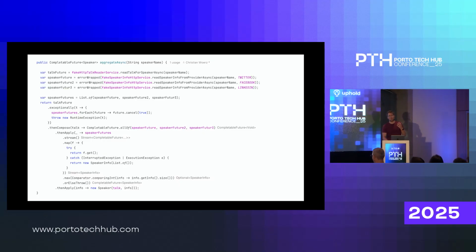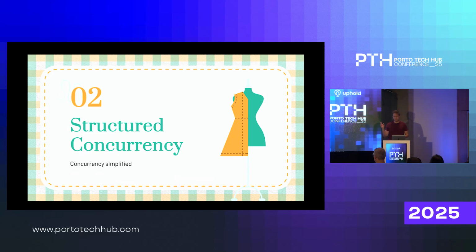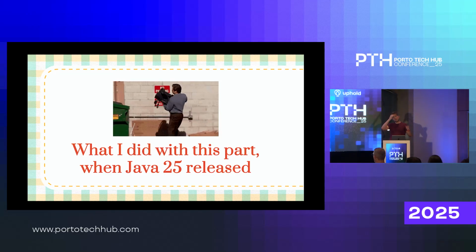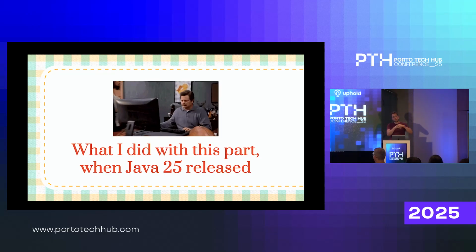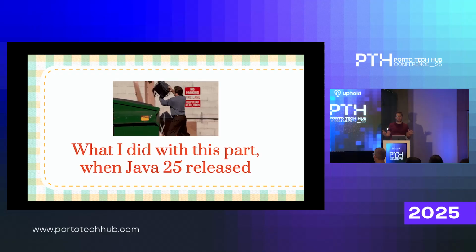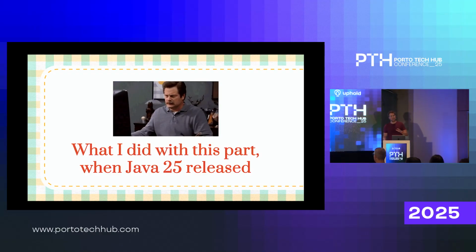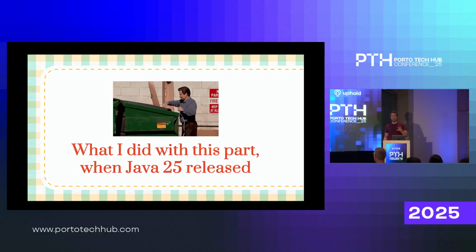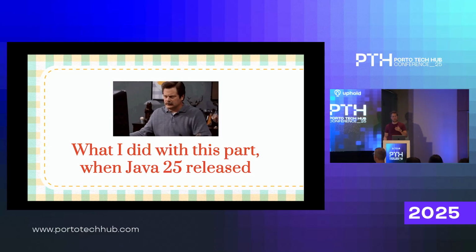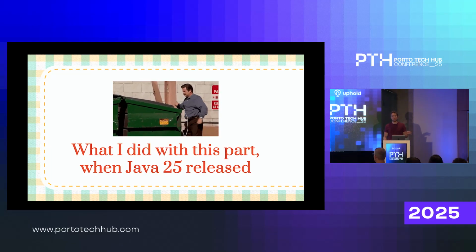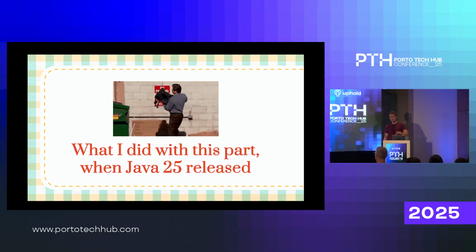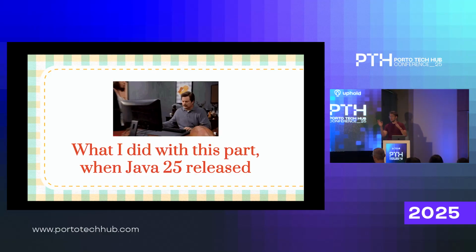And this is exactly why we should use structured task scopes instead. So let me show you how we can do this. But this is basically what I did with this part we are now doing before when Java 25 was released. Because from Java 21 to Java 24, the preview feature did not change at all. But with Java 25, they completely changed how this structured task scope works. They basically threw everything away regarding the API and rewrote everything. So I had to completely redo this whole task, this part.